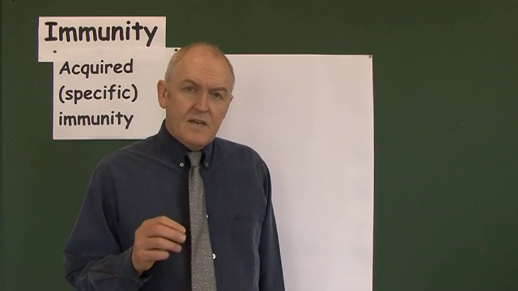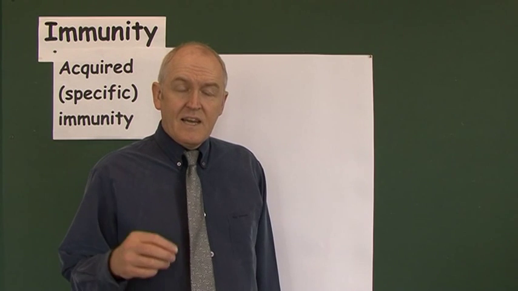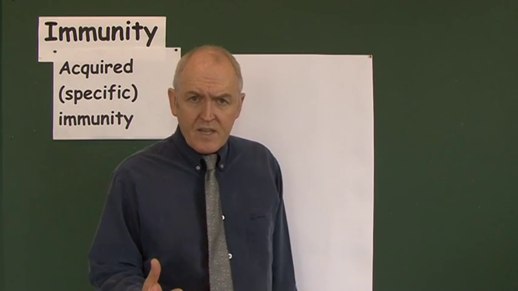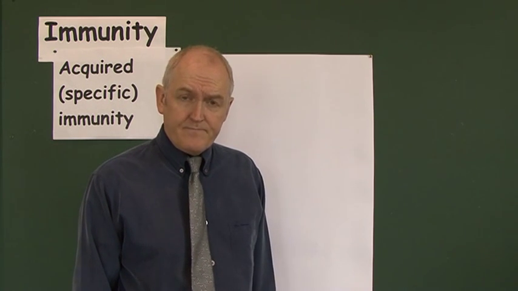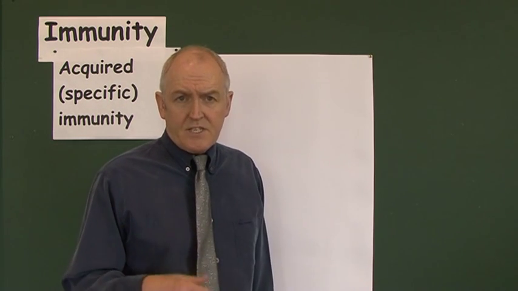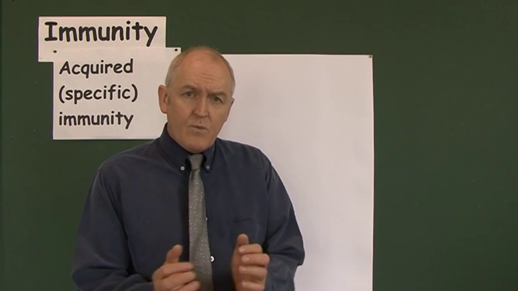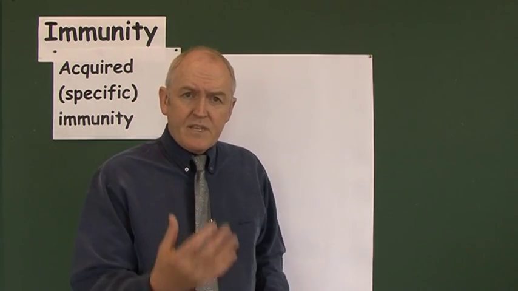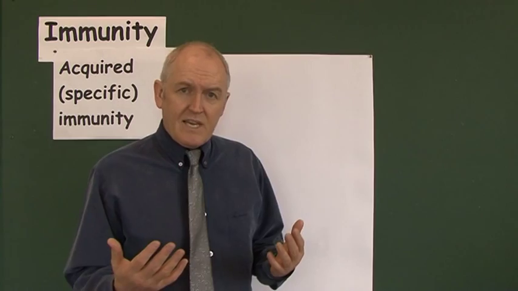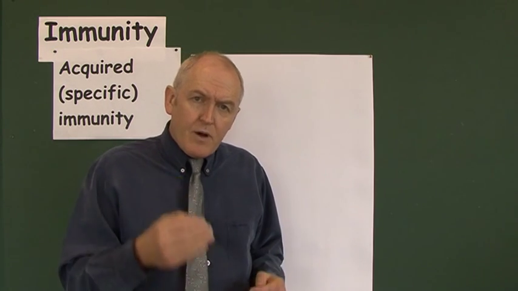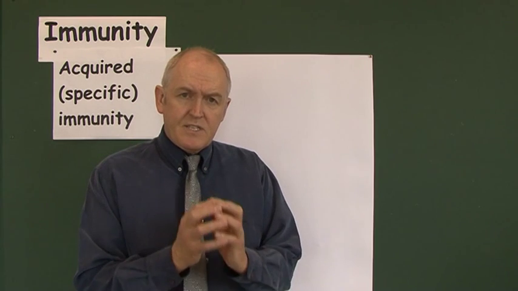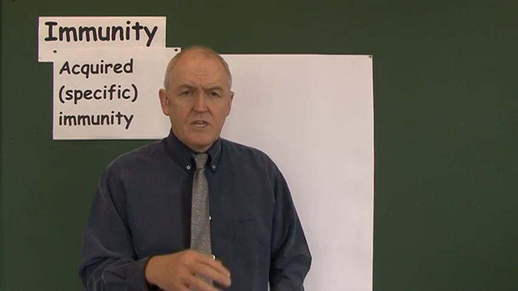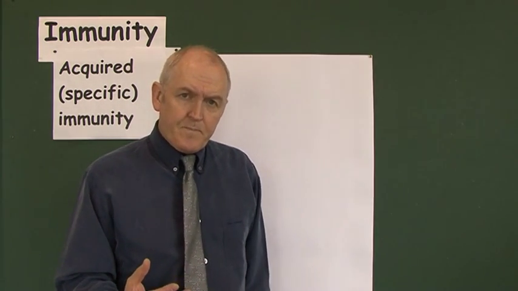Specific immunity is specific to a particular infecting antigen, an antigen being anything that the body recognises as being foreign. And specific immunity has to be acquired. It's not innate. We're not born with it. It's not something that is developed as a result of normal anatomy and physiology. We're exposed to a particular antigen and the immune system mounts a specific immune response to that antigen.